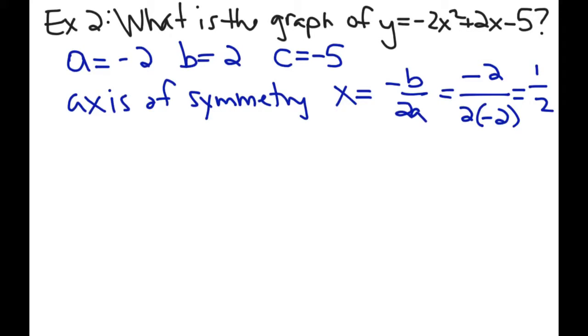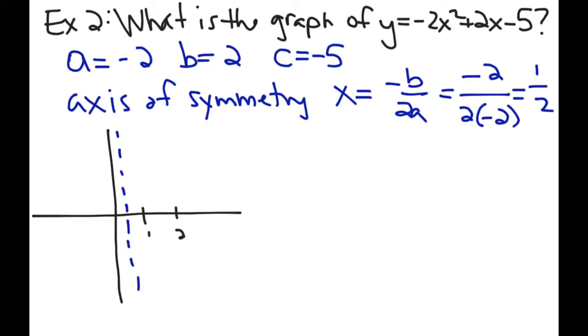So after we find out what the axis of symmetry is, then on a coordinate plane, let's say that's 1 and that's 2, I could draw the axis of symmetry right here because it's 1/2. So I know that's the line that divides the parabola directly in half.